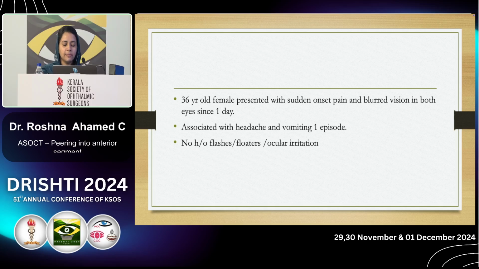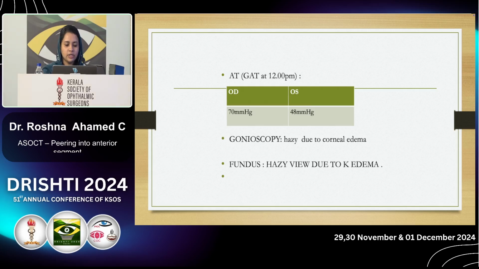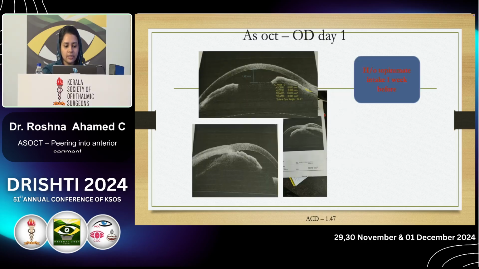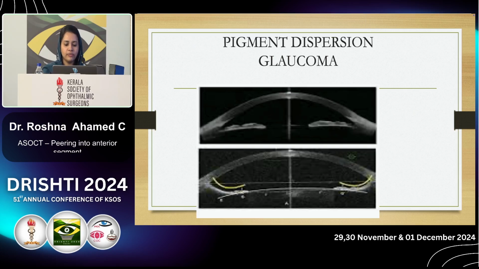This is another female who presented with bilateral angle closure with headache and vomiting. In this patient the IOP was very high and gonioscopy was not possible due to corneal edema. We did an ASOCT and it showed ciliary effusion. So we thought of topiramate and asked for the history. There was a history of topiramate intake one week back. In trauma cases where we suspect angle recession, we can go for anterior segment OCT. We can also use it to rule out cyclodialysis cleft. And in pigment dispersion syndrome, we can look for the reverse pupillary block sign.